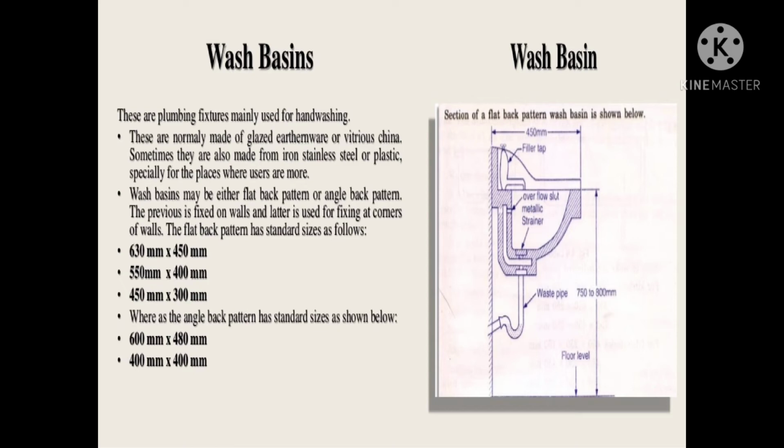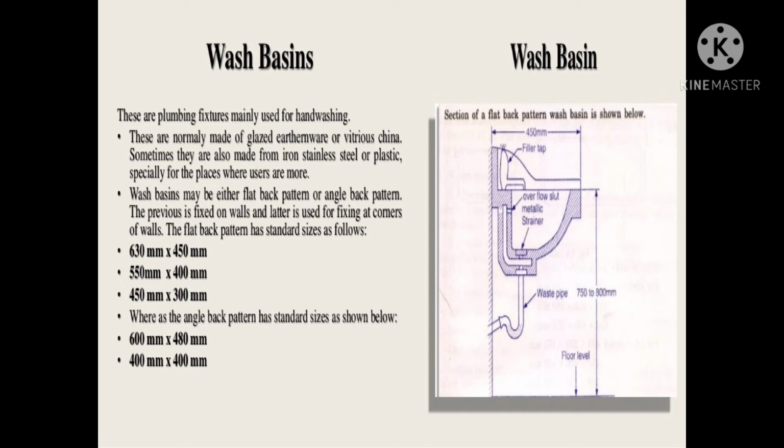Wash basins may be either flat back pattern or angle back pattern. The former is fixed on walls and the latter is for fixing at corners of walls. The flat back pattern has standard sizes as follows: 630 mm into 450 mm, 550 mm into 400 mm, 450 mm into 300 mm, whereas the angle back pattern has standard sizes as shown below: 600 into 480 mm, 400 mm into 400 mm. The figure shows the section of flat back pattern wash basin.